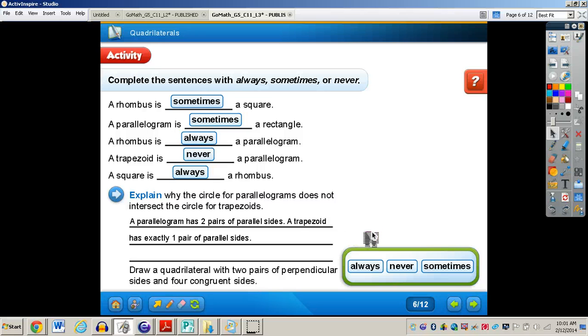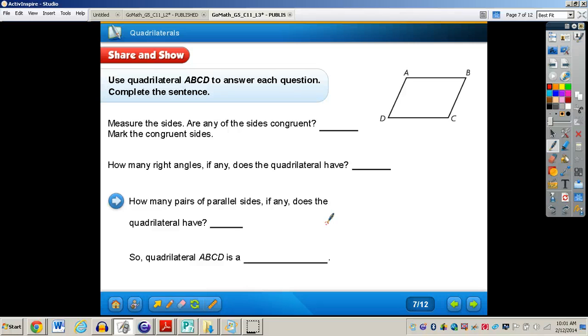Your picture should have represented a square. Whether it was a large square or small square, you should have drawn a picture of a square, because we know that a square does have 4 pairs of perpendicular sides and also 4 congruent sides as well. Now I want you to complete these 2 problems at your seat, and when you press play, I'll have the answers for you.